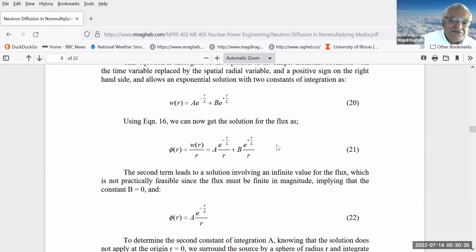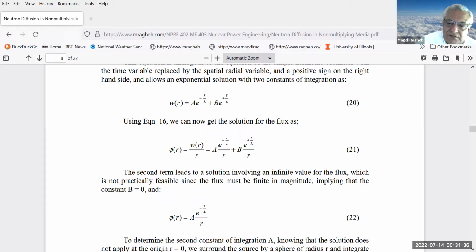Just based on physical principles, if you take e to the plus r over L, that solution is exact and correct mathematically. But in the real world, the neutron flux cannot become infinite. We suggested that that's a physical consideration in determining the flux, so that positively increasing exponential solution is not feasible in the real world. So we immediately deduce that the B here is equal to 0. I should say it's a non-practical solution, even though mathematically it's correct, because it cannot happen in nature that we get an infinite number of neutrons crossing a unit area per unit time.